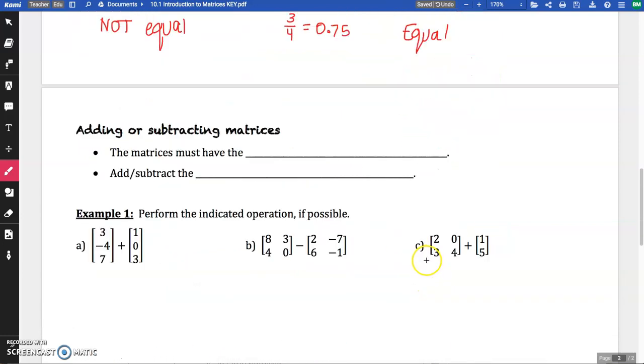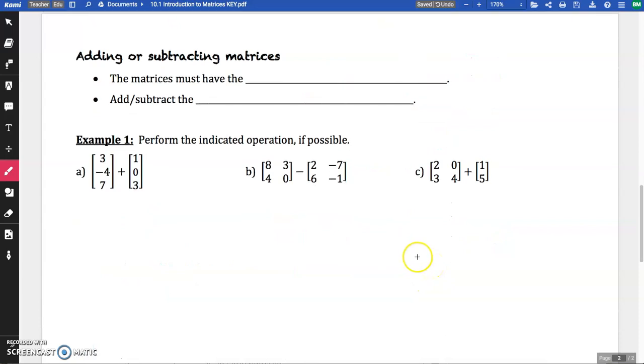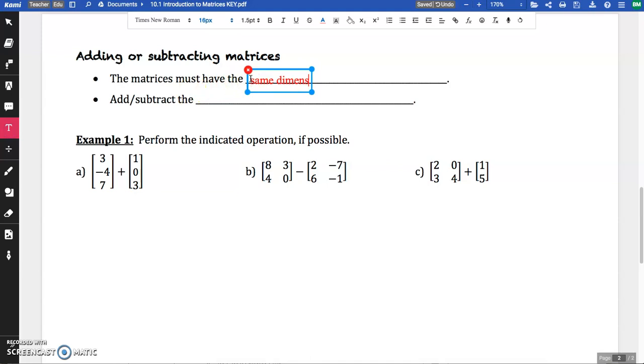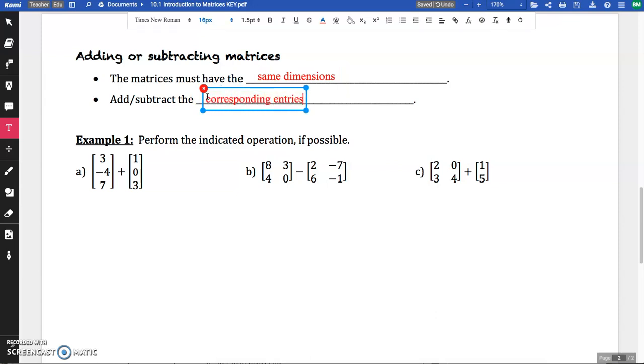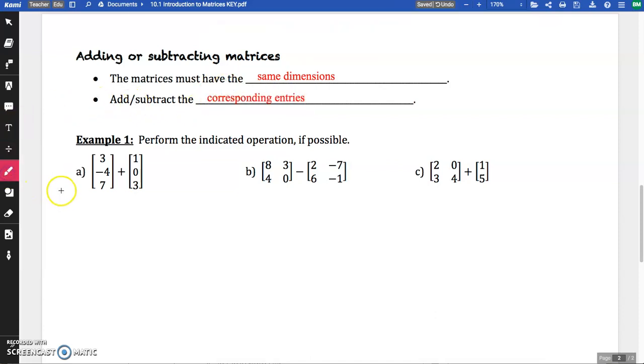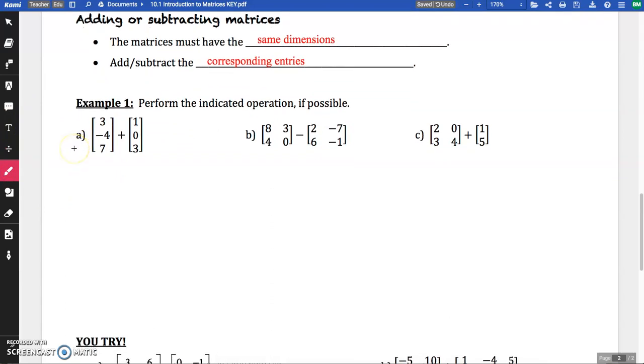Okay. All right, let's get into some operations with our matrices. So we're just looking at adding or subtracting matrices today. If we're trying to add or subtract matrices, they must have the same dimensions. Okay, so they must have exactly the same dimensions. And if you're able to add or subtract them, then you would add or subtract the corresponding entries. So you just match up the numbers in the same position and add or subtract those values. We'll do a couple together and then you'll do some on your own.